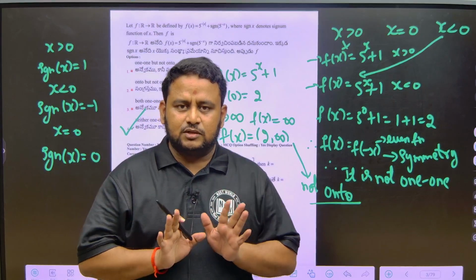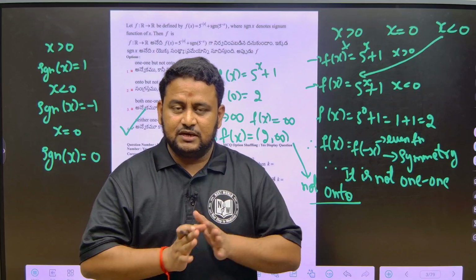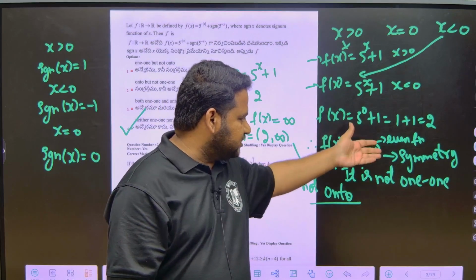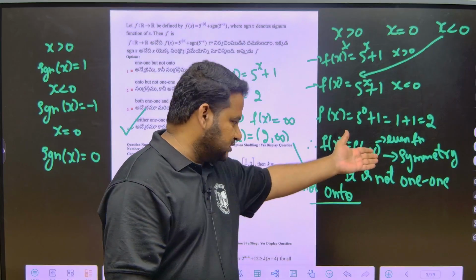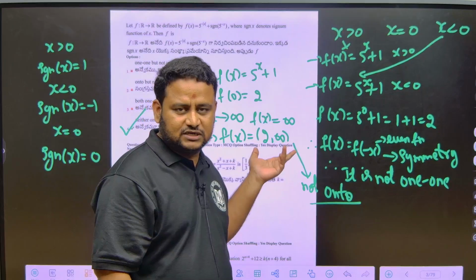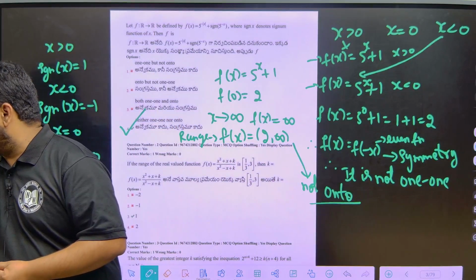In this question, the most important concept that you should know is what the signum function is. How do you define a signum function? Based on that, you will get three cases. Got it? And if it is an even function, definitely it is not one-one, and it is also showing symmetry. And here the entire codomain is not covered, that's why it is not onto. Clear? So let us move to the next question, friends.